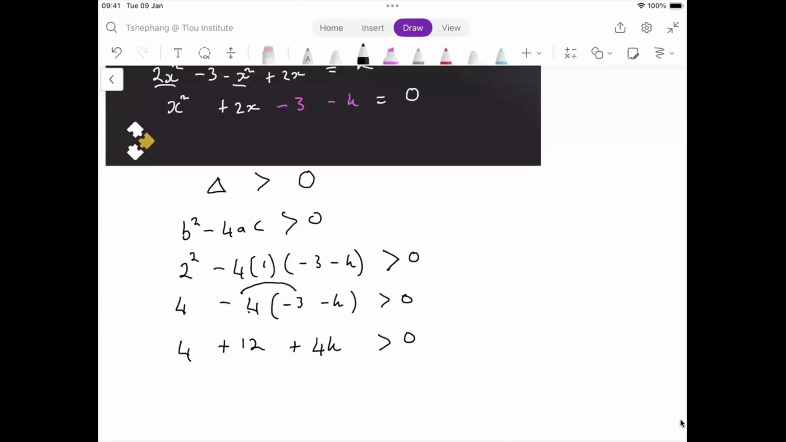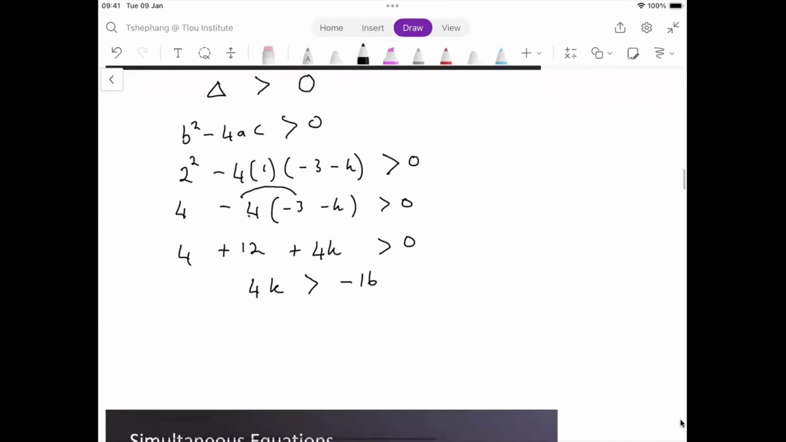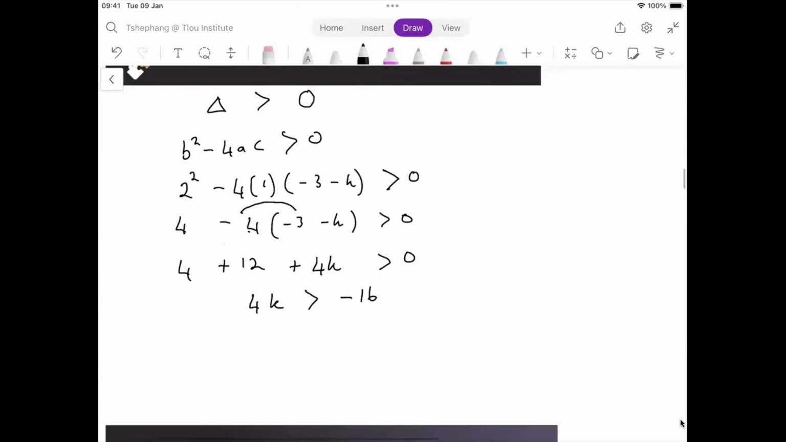Then it's just a matter of solving. 4k, 4 plus 12 gives us 16. Take it over to the other side, negative 16. Divide both sides by 4 so that k is greater than negative 4. And this would be our final answer.